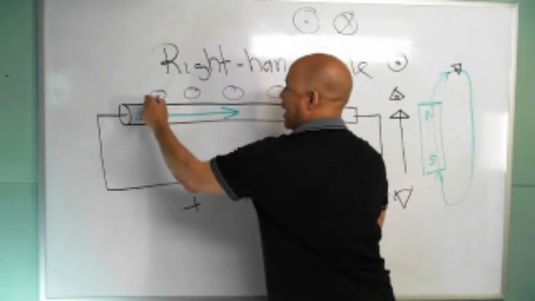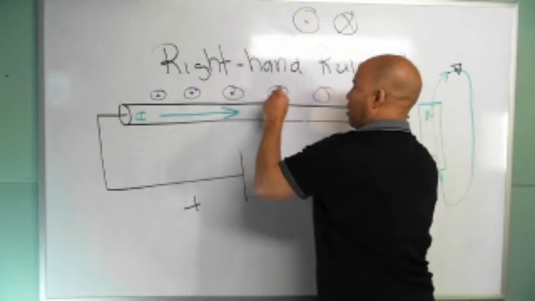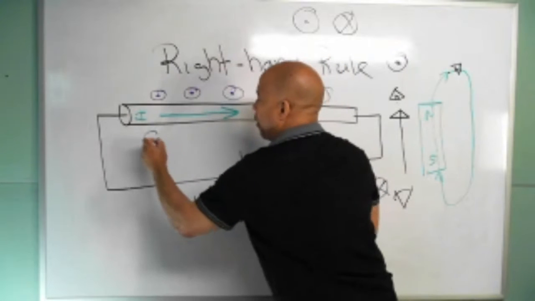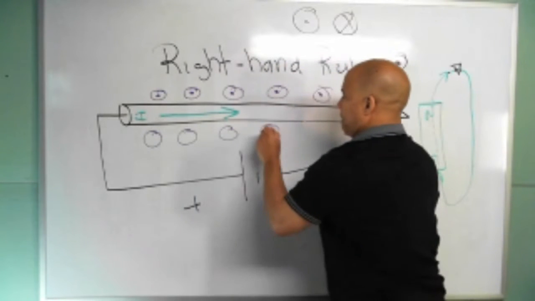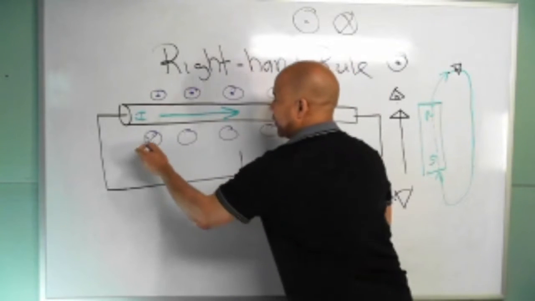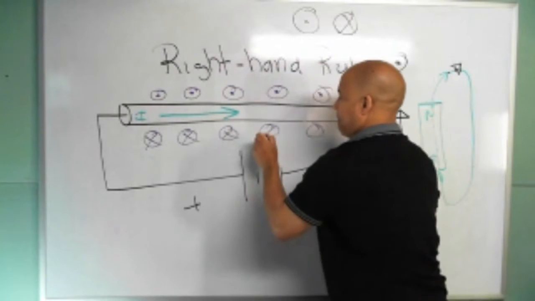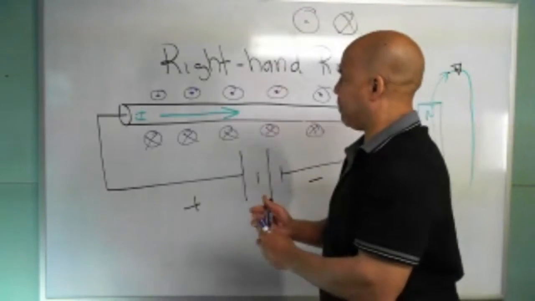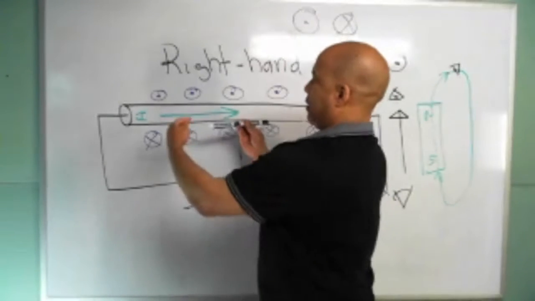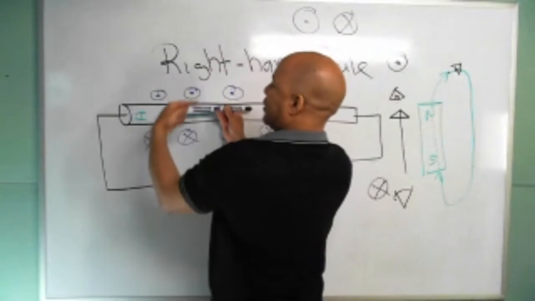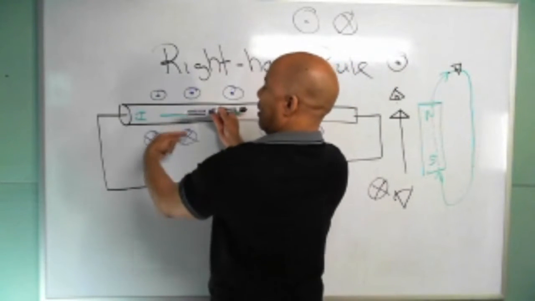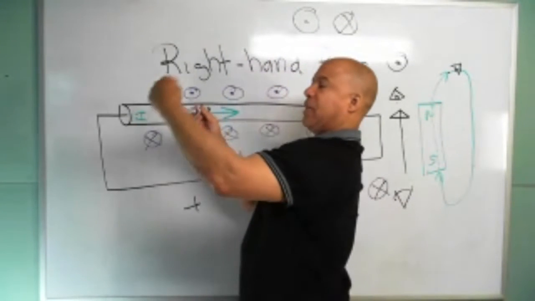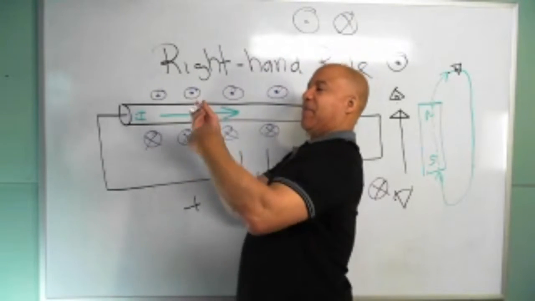Those are dots. Here are my south poles. Those are X's. Like that. And so what I have, basically, if this is my conductor, the magnetic field is doing this. It's moving this way. If I turn it toward you, it's moving like that. So I actually have a magnetic field.